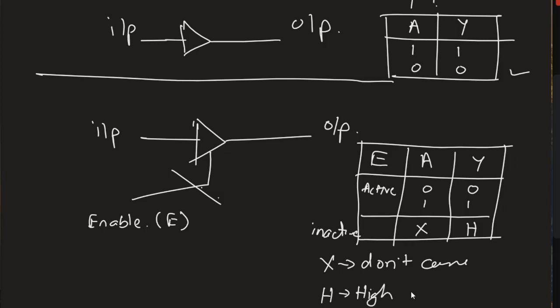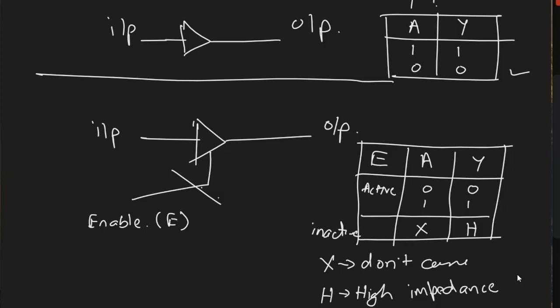Can you hear me now properly? X is don't care condition and h is high impedance. I hope this part is clear. Okay, so what is high impedance exactly? You must know this, what is high impedance.